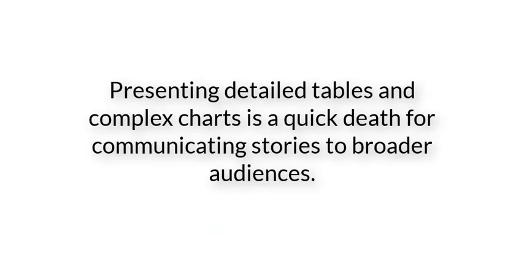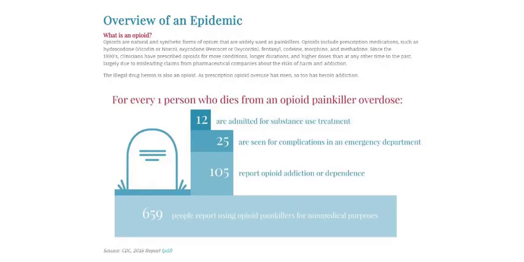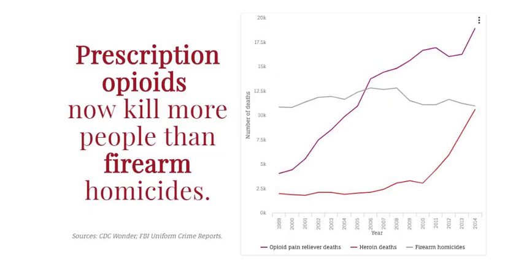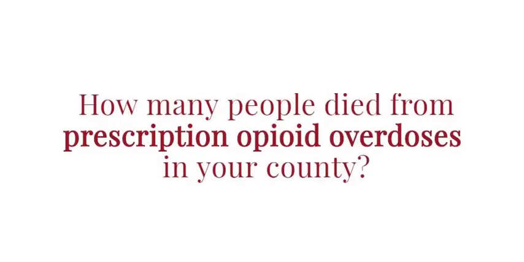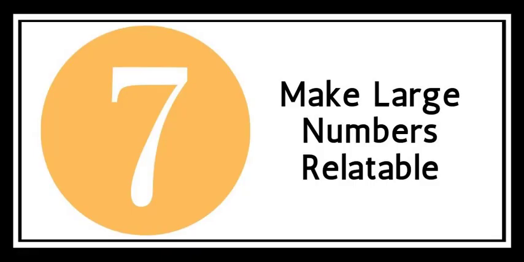Presenting detailed tables and complex charts is a quick death for communicating stories to broader audiences. Instead, start with a catchy visualization to draw in your readers. The California Opioid Coalition dashboards included teasers to set the stage. Monterey County's teaser was a bold statement that, quote, prescription opioids now kill more people than firearm homicides, end quote, with a line graph. This was followed by a question, quote, how many people died from prescription opioid overdoses in your county, end quote. The page subsequently scrolls to a map of California counties and hyperlinks to counties' opioid report cards. Number 7.